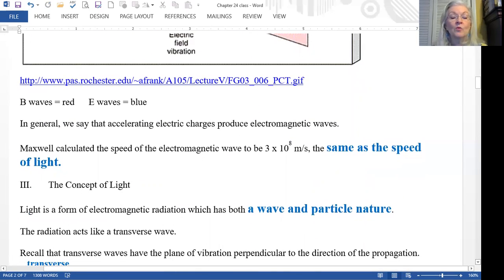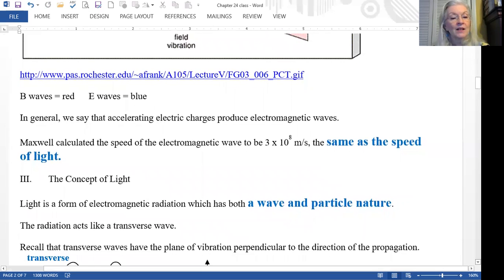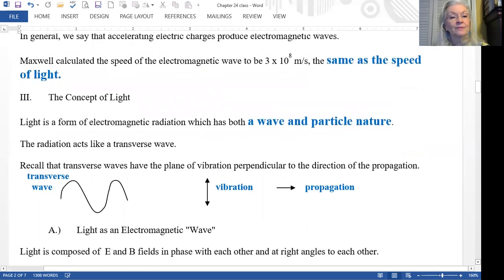So in general, we say that accelerating electric charges produce electromagnetic waves. Maxwell is famous for calculating the speed of the electromagnetic wave to be 3 × 10⁸ meters per second. That's the same as the speed of light. We'll talk about this value again in later chapters. So let's talk a little bit about light.